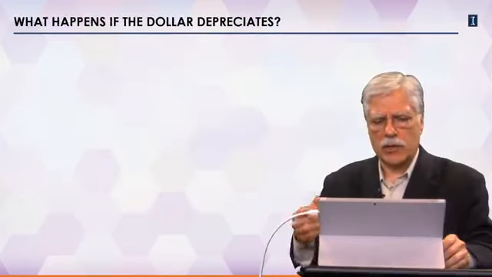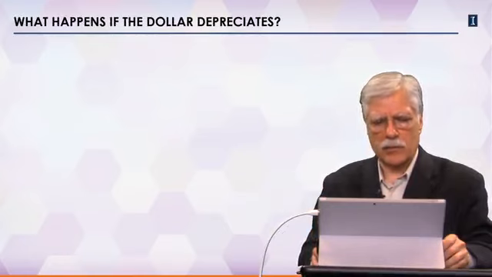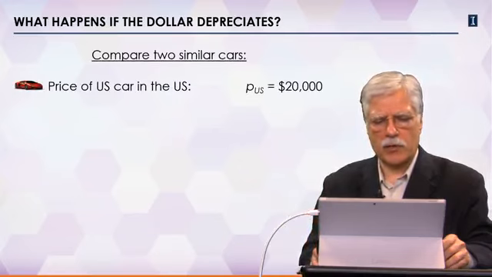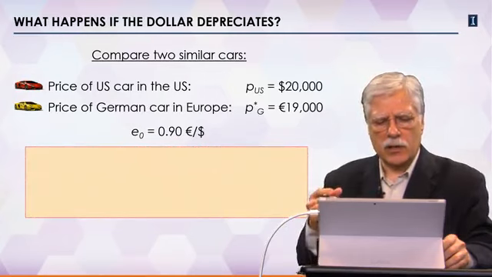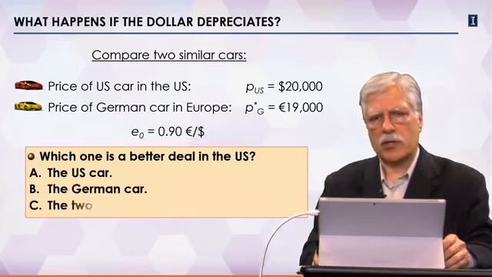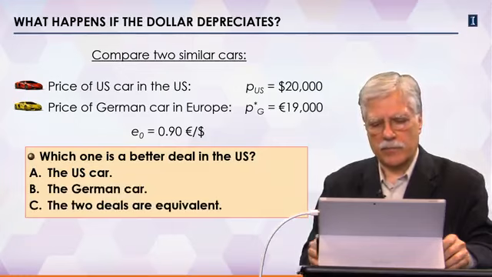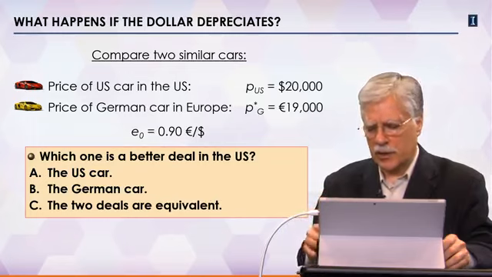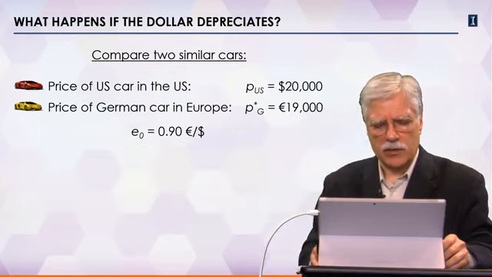In order to see how the exchange rate influences competitiveness, let's look at the impact of depreciation of the dollar. We have the two cars, same cars with the same prices, and suddenly the dollar depreciates, becomes 0.9 euros per dollar. So now which one is better? The US car, the German car, or are the two still equivalent? I think once you look at this for a moment, and given the analysis we discussed before, you immediately can tell what the answer is, right? So let's go over it.